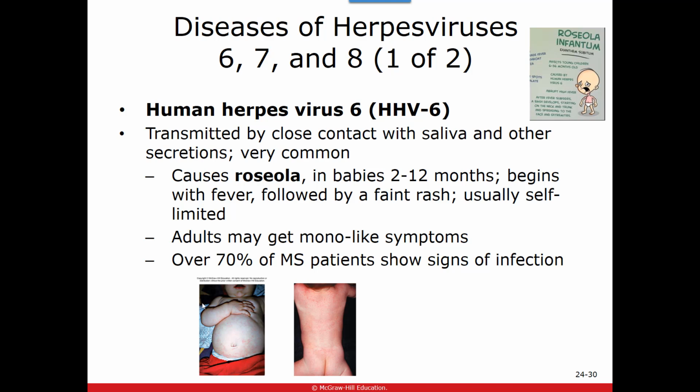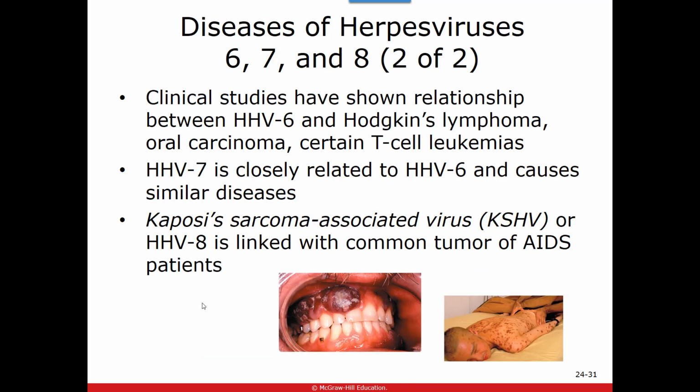Now, they have shown some clinical studies that there's a relationship with the human herpes virus 6 and Hodgkin's lymphoma, some oral carcinoma, and certain T-cell leukemias. Again, it can affect some of these other cells. Rare, and they're still looking to see how and why that might be happening.